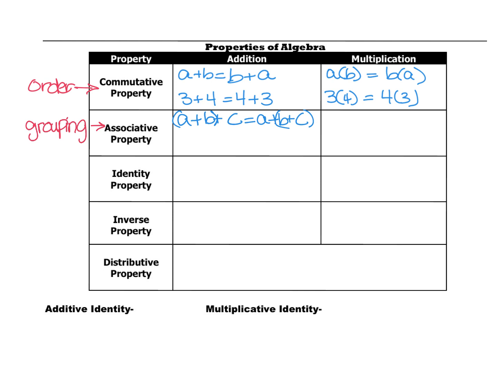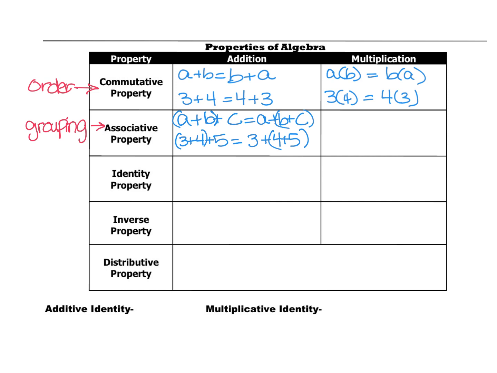So let's take a look at what that looks like with some numbers. So I could have (3 plus 4) plus 5, with parentheses around the first set, is equal to 3 plus (4 plus 5), with my parentheses around this here. So let's take a look at that. 3 plus 4 is 7. 7 plus 5 is 12. All right, and then let's look at the other side. We'd have to start with the 4 plus 5, which is 9, and 9 plus 3 is also equal to 12. Now the same property works for multiplication.